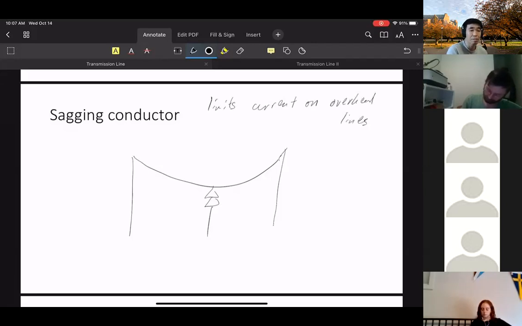So when you buy a transmission line, you'll say this transmission line is rated at 230 kV, 1 megawatt. Or you see something like 1 megawatt power. This basically limits the current flow so you don't sag. So this thermal limit on the lines we need to be careful about. Any questions about overhead transmission lines?